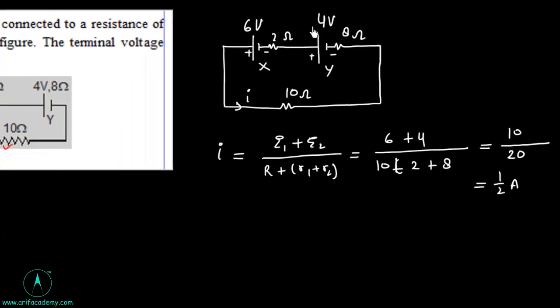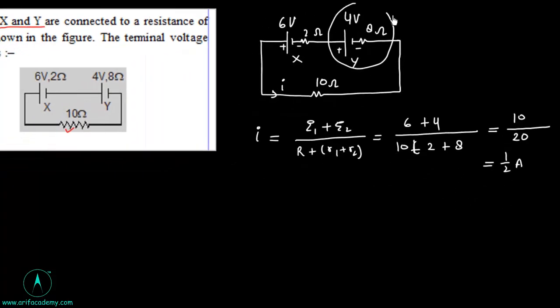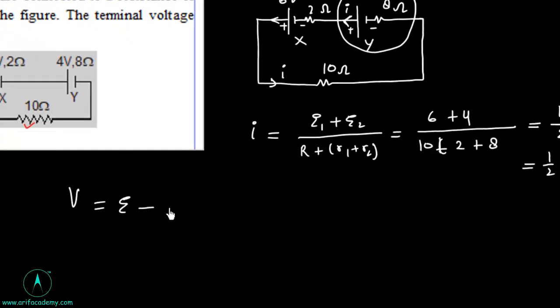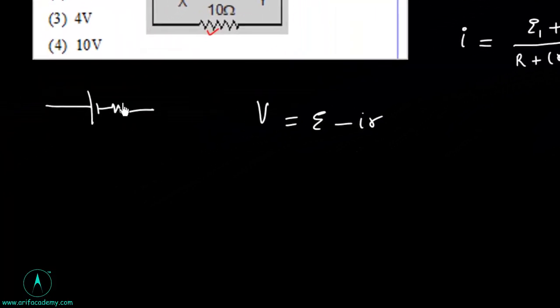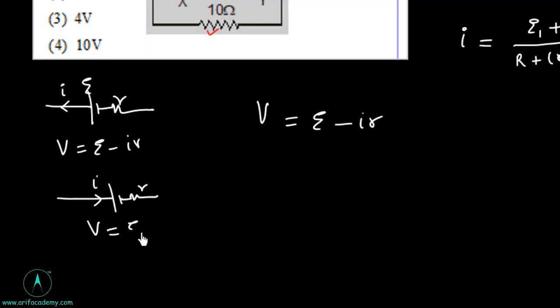Now for this cell, current is coming out like this. The current direction is this one. So terminal voltage is E − IR. Remember one thing: if current comes out of the cell like this, terminal voltage is E − IR, while if current goes into the cell, terminal voltage is E + IR. So here it is for the Y cell.